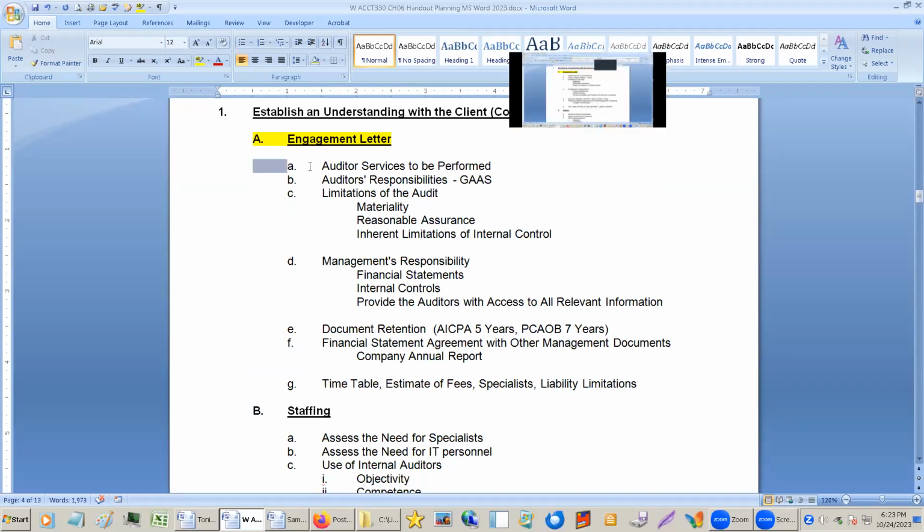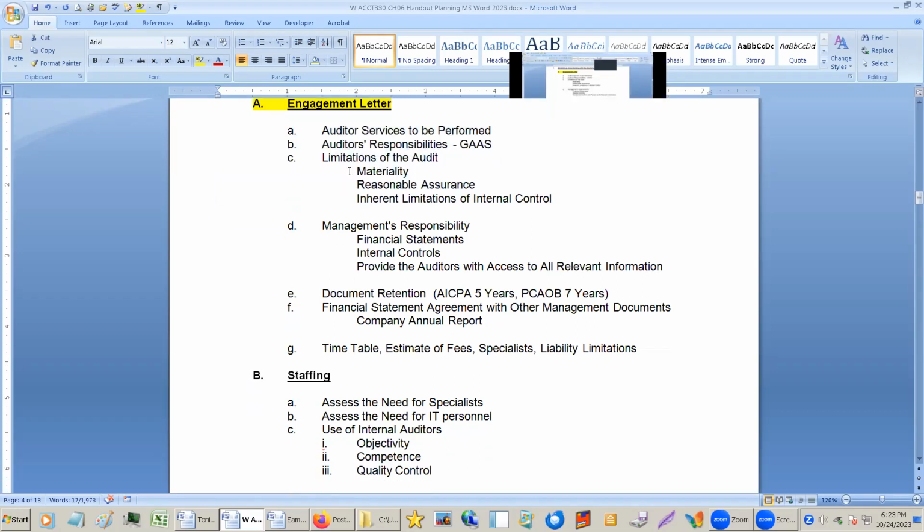Okay, some of the basic stuff, what the auditors are going to do. Big things are talking about materiality, reasonable assurance. They may think that you're looking at every single thing when you're not. You're not giving absolute assurance. And inherent limitations of internal control we haven't talked about. We'll talk about that. And this is chapter 7.